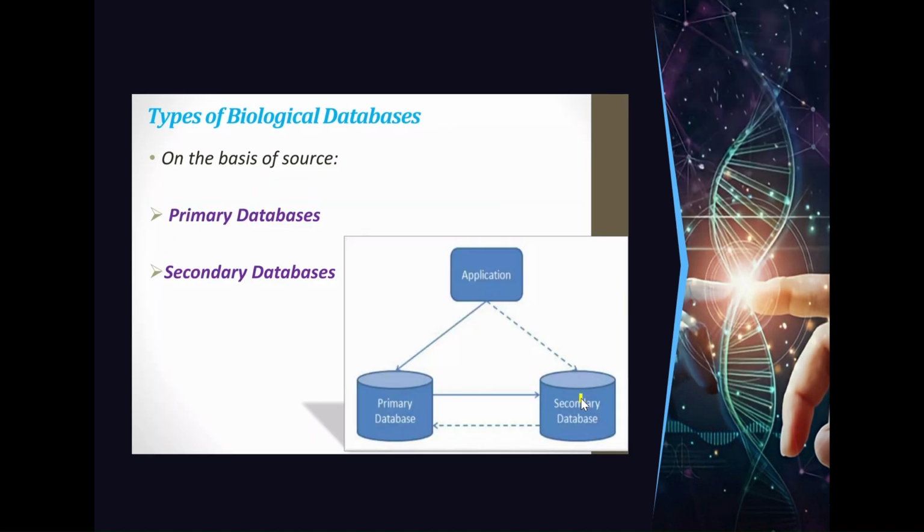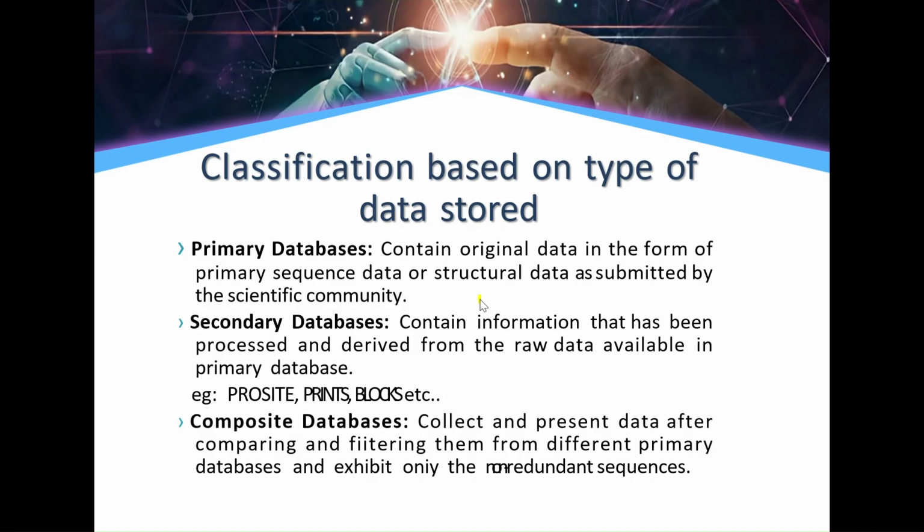Moving on, biological databases are also classified on the basis of their source: primary databases and secondary databases. Let's delve into it. What are actually primary databases and secondary databases? Primary databases are the original or raw experimental data, like original DNA or protein sequences. These are generally submitted by the scientific community based on their experiments and discoveries. Now, what are secondary databases? Secondary databases contain information derived from primary databases.